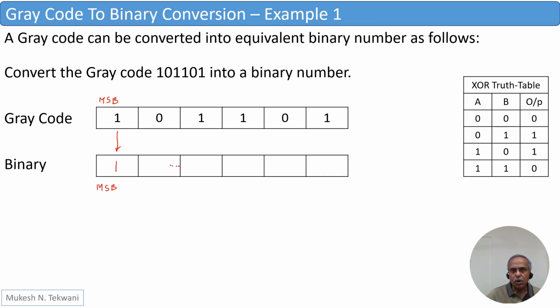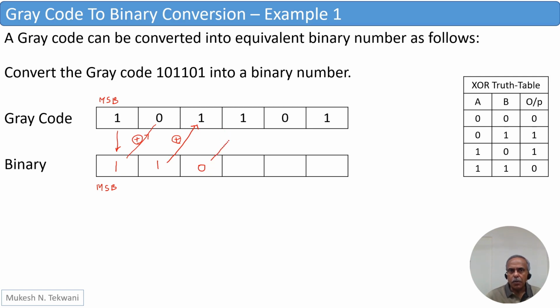Now from here onwards, how do we calculate these bit values? We will take each value that we have obtained here and XOR it with the next bit of the gray code. So 1, we'll XOR it with 0. That will give us 1. This is the XOR operation that we are seeing here: 1 XOR 0 is 1. Again, this 1 XOR with 1 will give us 0, because we saw that when both the bits in an XOR operation are identical, the output is 0.